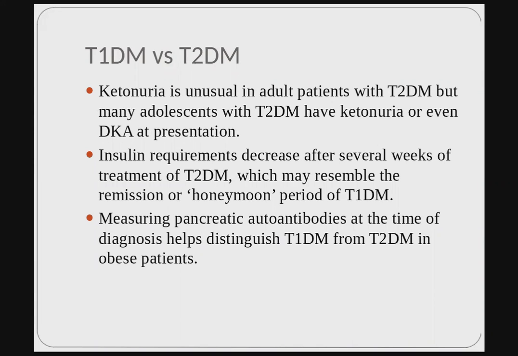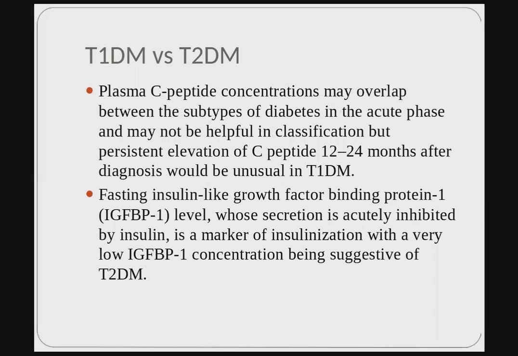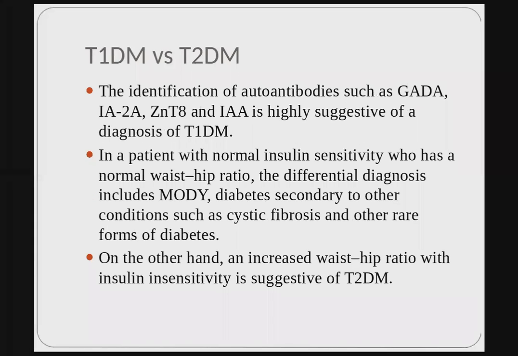Fasting insulin-like growth factor binding protein 1, whose secretion is actively inhibited by insulin, is a marker of insulinization, with a very low IGFBP1 concentration being suggestive of type 2 diabetes mellitus.